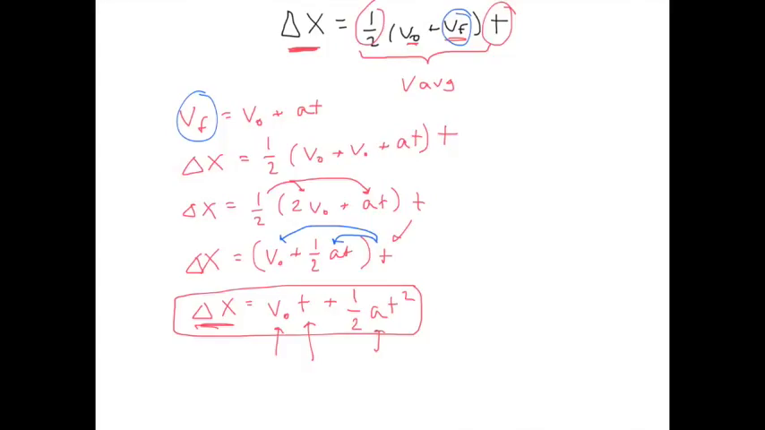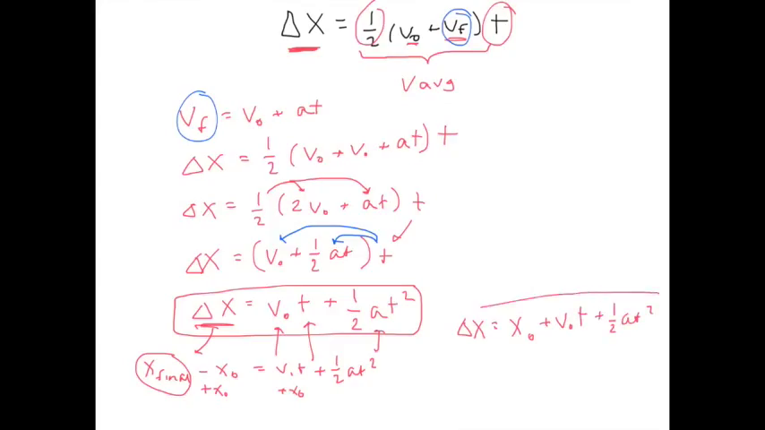Another thing to keep in mind is that if we're really looking for displacement, this delta x is going to be x final minus x initial. And so that'll equal v0t plus 1/2 at squared. And if we're looking for this final position, which is really what we're looking for in situations of displacement, we're going to have to add the x initial back to both sides. So this equation is usually officially written as delta x equals x initial plus v initial t plus 1/2 at squared. That's for displacement.